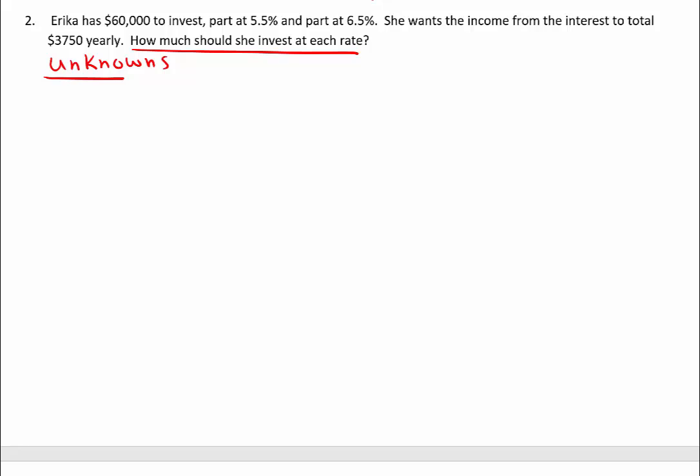Example 2. Erica has $60,000 to invest. She's putting part of the money at 5.5% interest and part at 6.5% interest. She wants the income from the interest, so the interest, to total $3,750 yearly. How much should she invest at each rate?